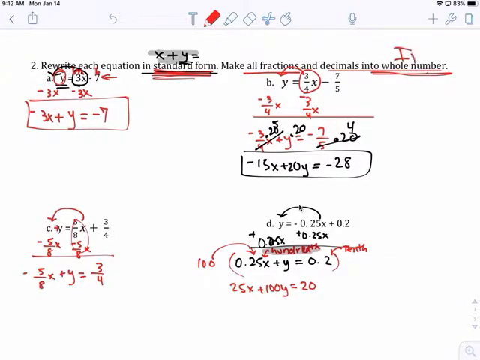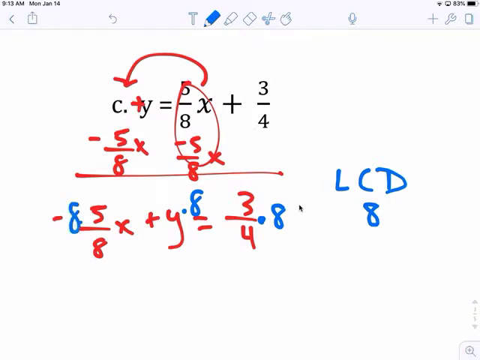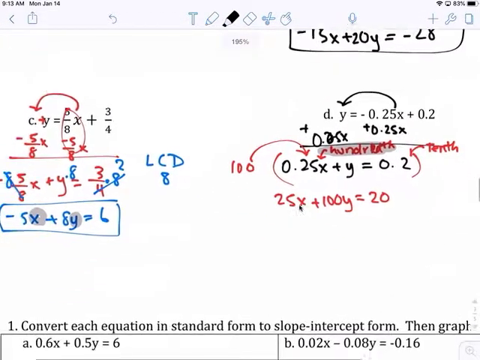Basically, I should put integers. Integers are positive and negative numbers. That should be the more correct vocabulary there. Okay? By making it whole numbers that are positive and negative, which we call integers, you need to multiply it by the least common denominator. Least common denominator is 8 here, times 8, times 8, times 8. Cross cancel, you get negative 5x plus 8y equals 6, and that is in standard form. X and y are together, okay?